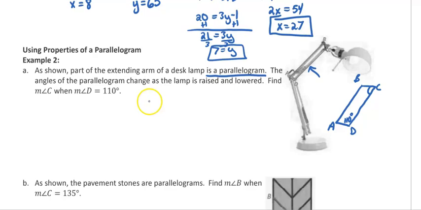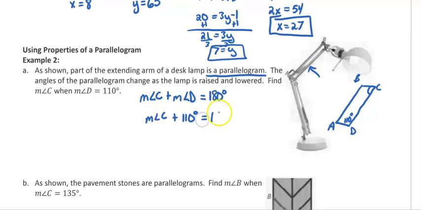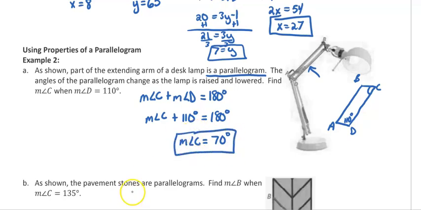So angle C and angle D are not opposite, so they're not equal to each other. They're consecutive. So I'm going to use the parallelogram consecutive angles theorem, which says that consecutive angles are supplementary, meaning angle C and angle D add up and equal 180 degrees. That's what supplementary means. So angle C plus 110 degrees for angle D equals 180. So I'm going to subtract the 110, and I find out that angle C is 70 degrees.